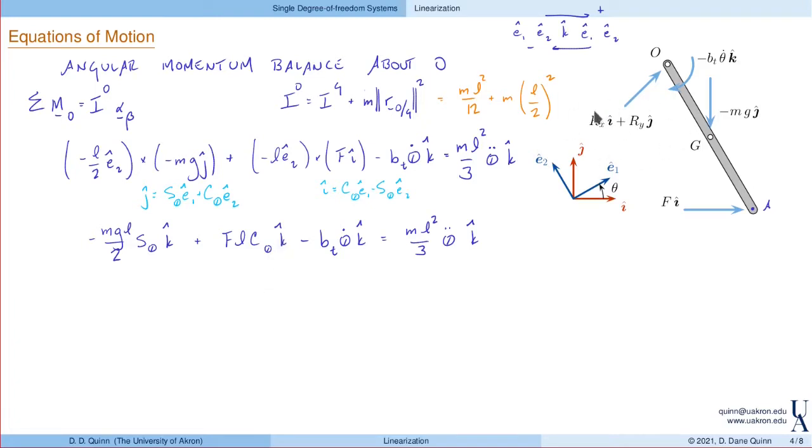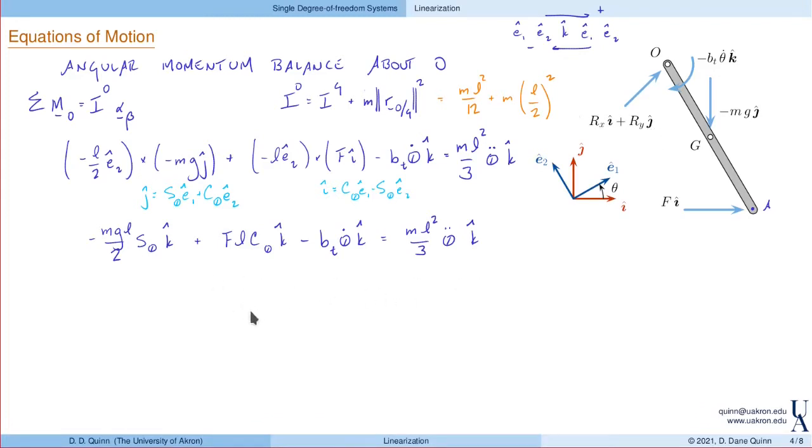If I needed to know these, maybe I was looking at the force applied to see if this pin joint would survive this motion, I could go back to linear momentum balance, sum of the forces equals mass times acceleration, and then once I solve for the motion here using this, I can go back and find out these reaction forces. Here I'm just looking for the motion, right? So there's no need to go and apply linear momentum balance.